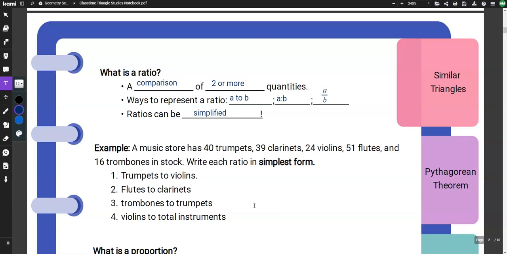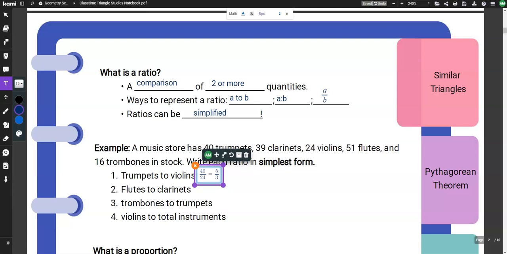So let's go ahead and do an example setting up ratios. A music store has 40 trumpets, 39 clarinets, 24 violins, 51 flutes, and 16 trombones in stock. We want to write each ratio in simplest form. So the first one says trumpets to violins. I'm going to open up my fraction. I've got 40 over 24 because I have 40 trumpets and 24 violins. And now we need to simplify that. The greatest common factor for 40 and 24 is 8. And if we divide both of those numbers by 8, we get 5 over 3.